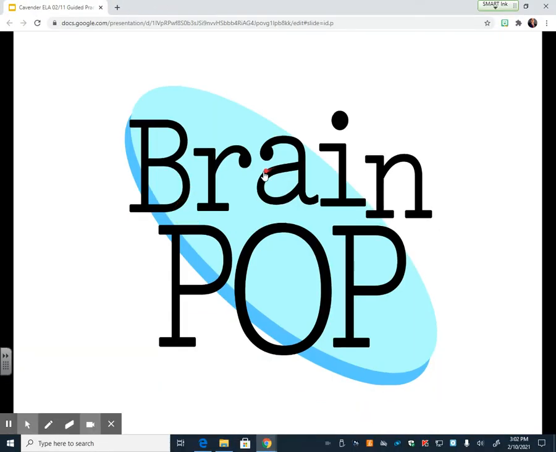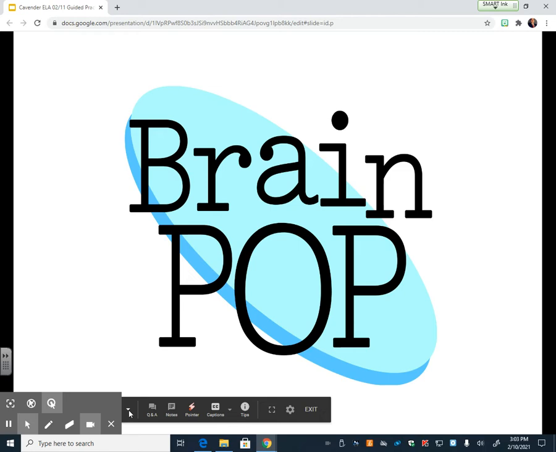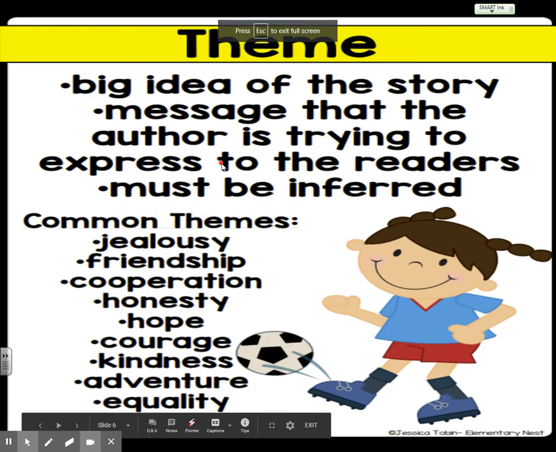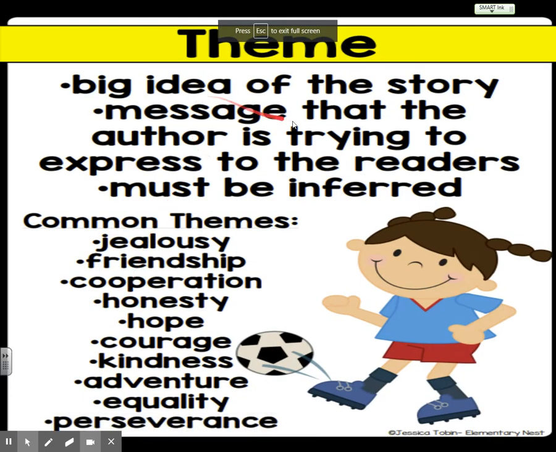All right. So back to this. Remember, theme is the big idea of this story. It's a message that the author is trying to express to the readers. It has to be inferred. And what this word inferred means is that the author's not going to come right out and tell you what it is in the story.